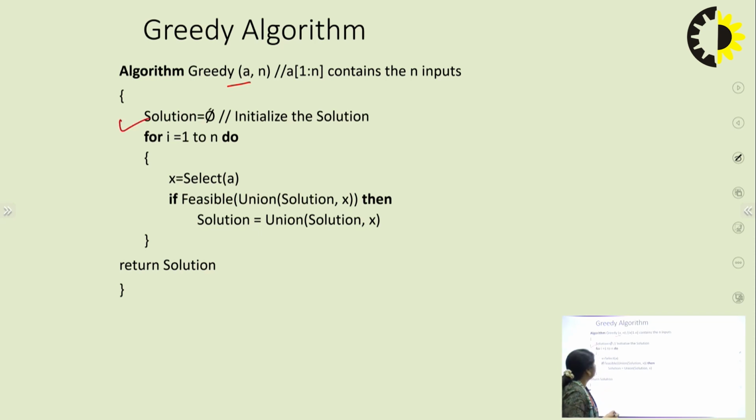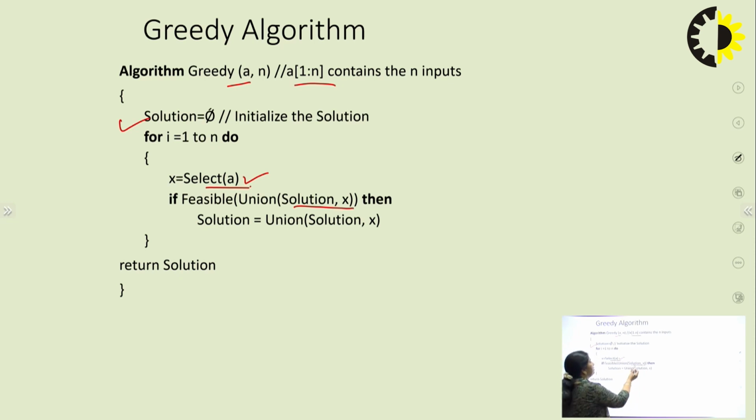Okay, so what I'll do, I will do the selection from A. My input is the set of objects. So I'm taking here A, n inputs. From there, what will I select? I will select the best according to the greedy approach. Now I will check, is it possible to put it in the solution?